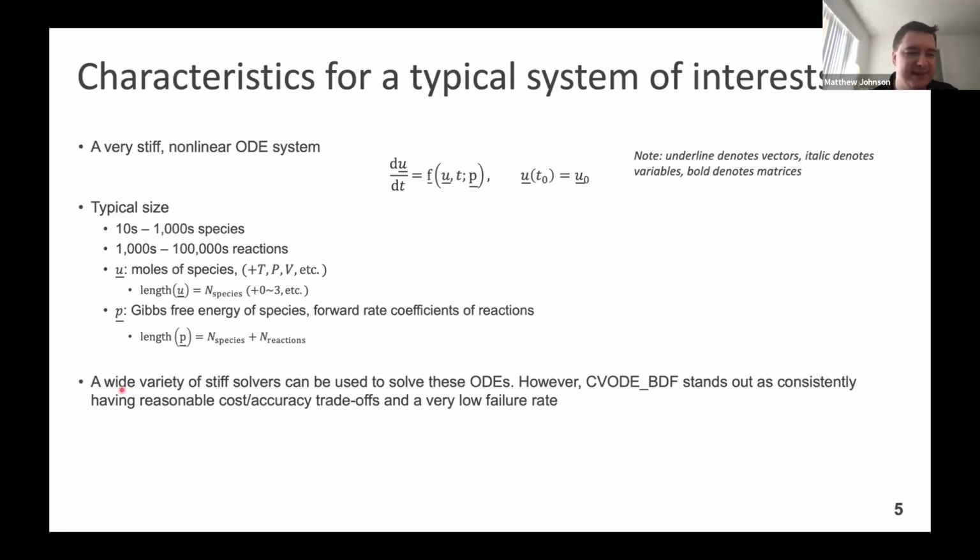When solving this, it's worth a little bit of commentary. There's a variety of stiff solvers you can use to solve these ODEs. In my experience, Sundials CVODE BDF stands out as consistently having reasonable cost, accuracy, and a very low failure rate, and I think most of you should be using it in most cases. There are other solvers that can be marginally faster, but a lot of them are a lot less robust or measurably slower.